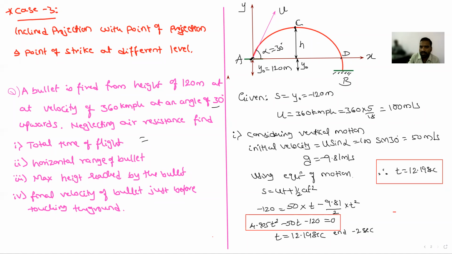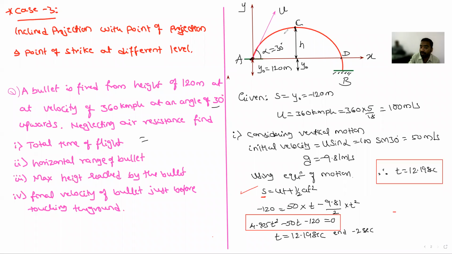Concentrate on the problem. When the ground is not level, this is the procedure: S is equal to ut plus half at square. S should be given and a should be taken as minus. Suppose A to C is the second case.